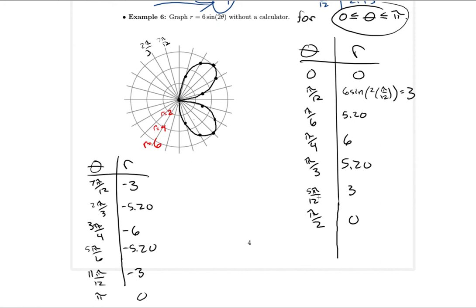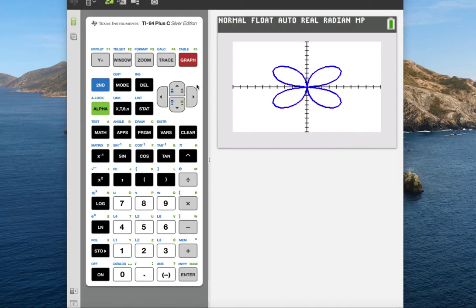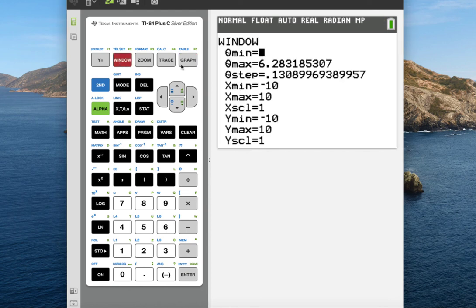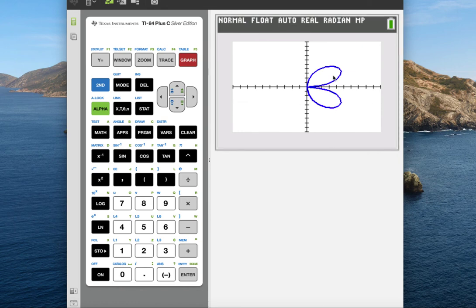Now, if you want to make absolutely sure, though, that you did this right, you can still check it in the calculator. So what you then go to here is you say, let's go back to my window, and let's realize that instead of going from 0 to 2 pi, really what I wanted was just 0 to pi. So I make my theta max just pi. And then if you graph it, notice, in fact, you do get just the right two petals of that flower.